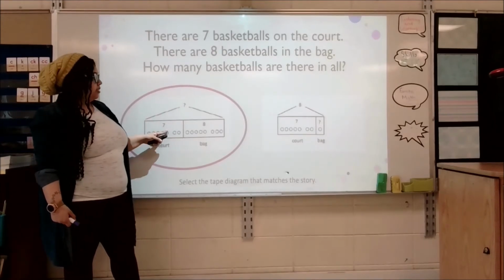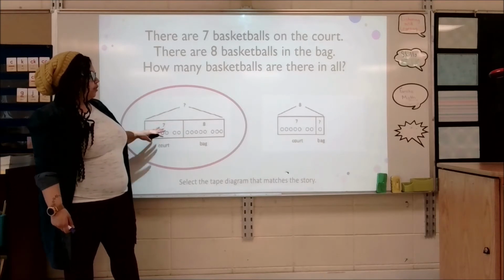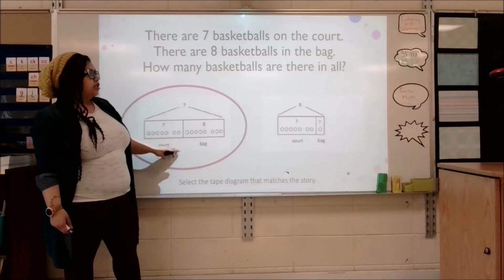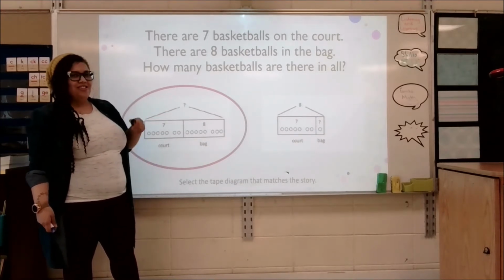Picture 1 matches the story. Picture 1 shows the tape diagram showing 7 on the court, 8 in the bag, with an unknown whole to show how many balls are in all. Good job. I knew you'd get it right.